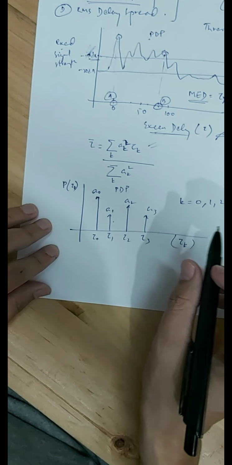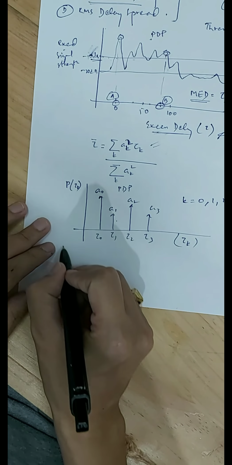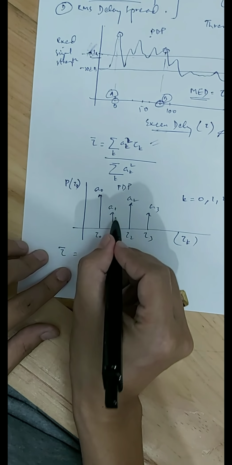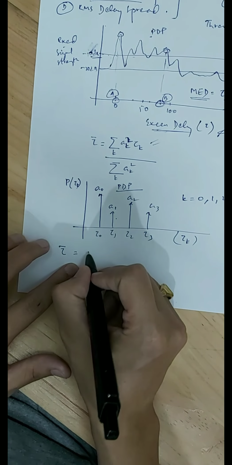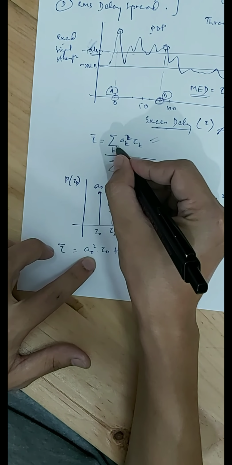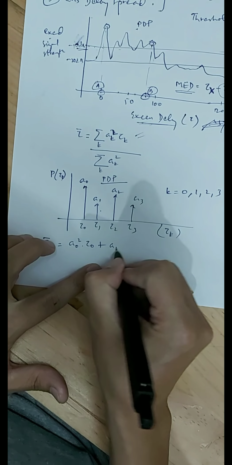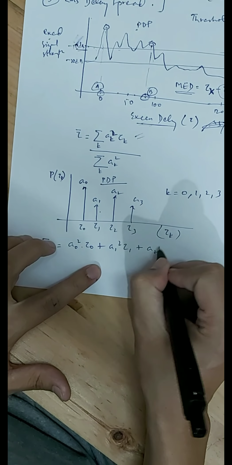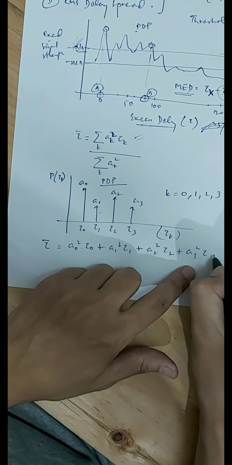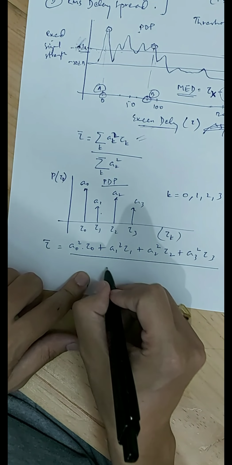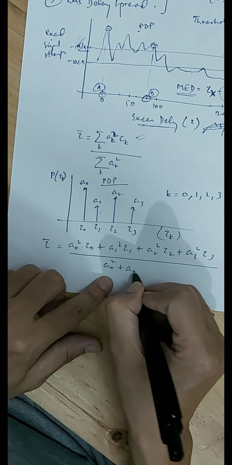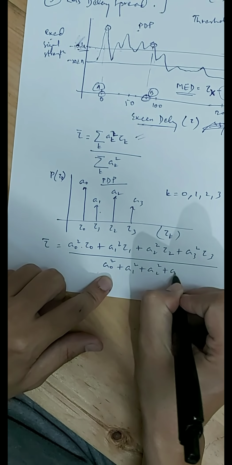Now, if I have to calculate the mean axis delay, that is tau bar, for this power delay profile, I will say a0 square into tau 0, plus, because there is a summation here, a1 square tau 1 plus a2 square tau 2 plus a3 square tau 3, divided by the summation of ak square, that means a0 square plus a1 square plus a2 square plus a3 square.